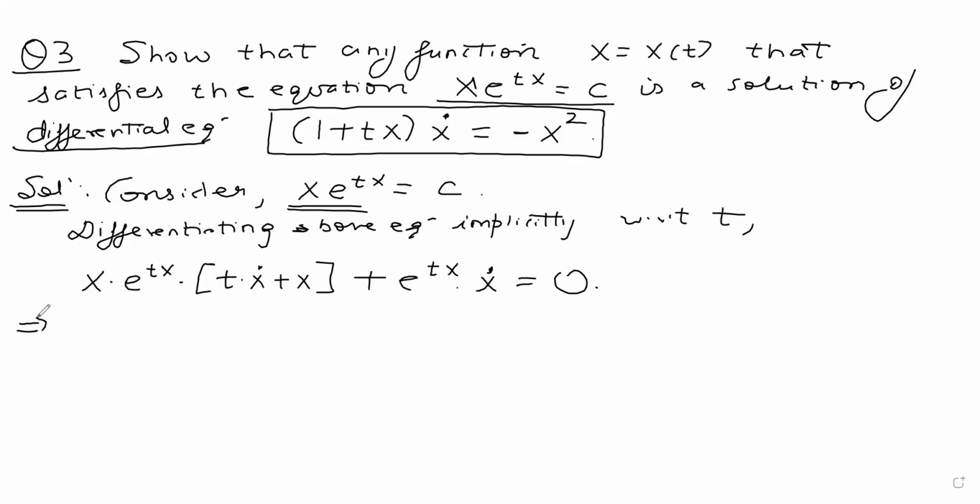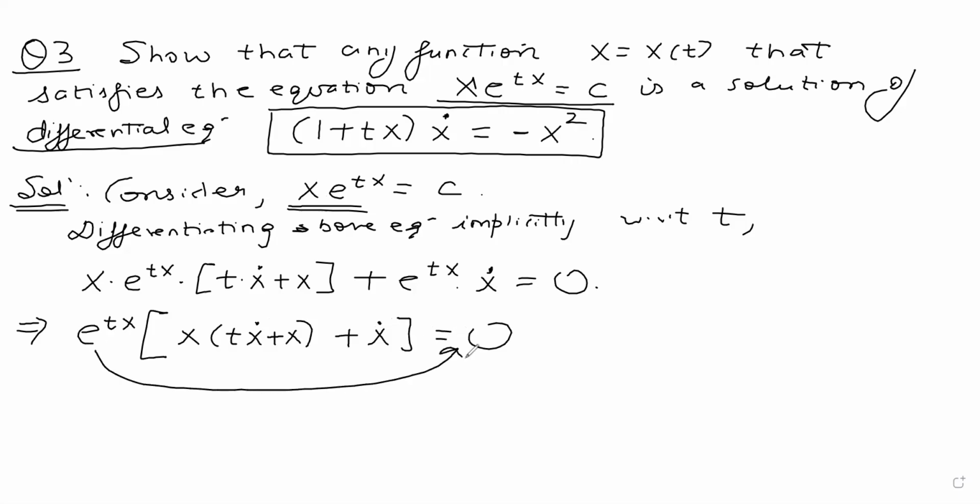So now I can take e to the power tx common. What do we get when I take e to the power tx common? I get x times (t x dot plus x) plus x dot equal to 0. Now this e to the power tx goes to the right hand side and vanishes.